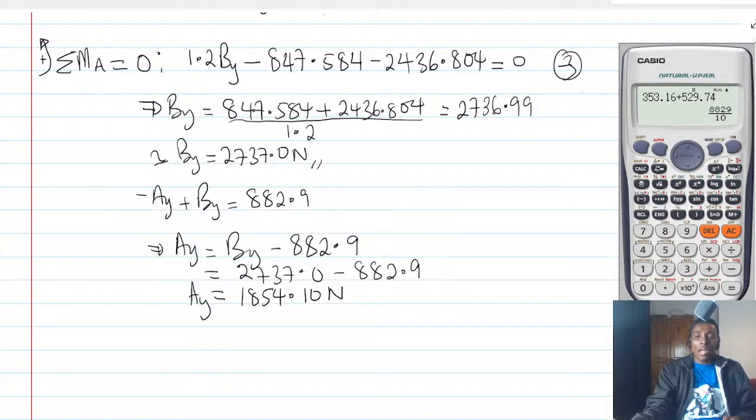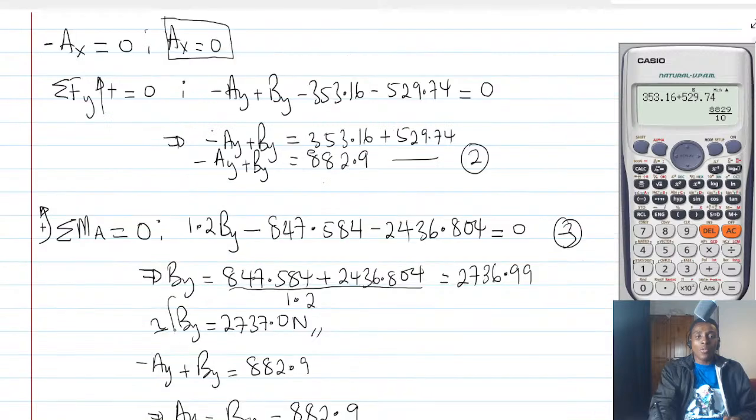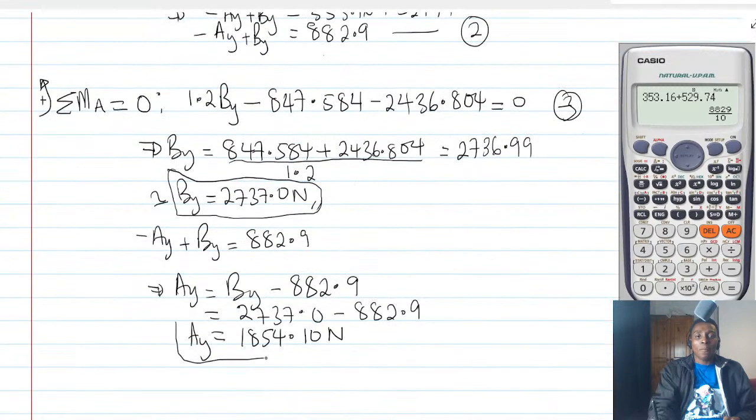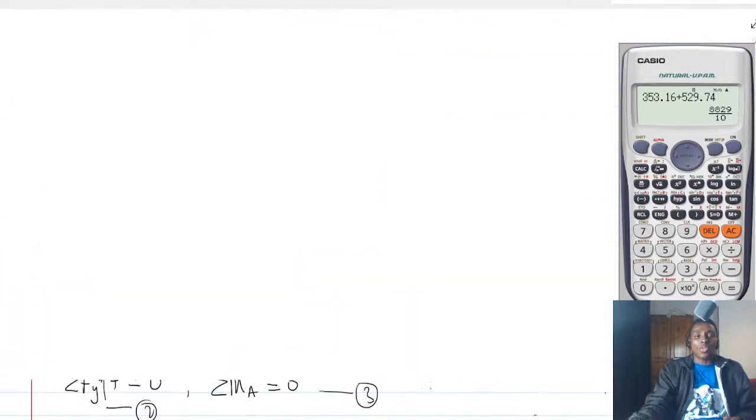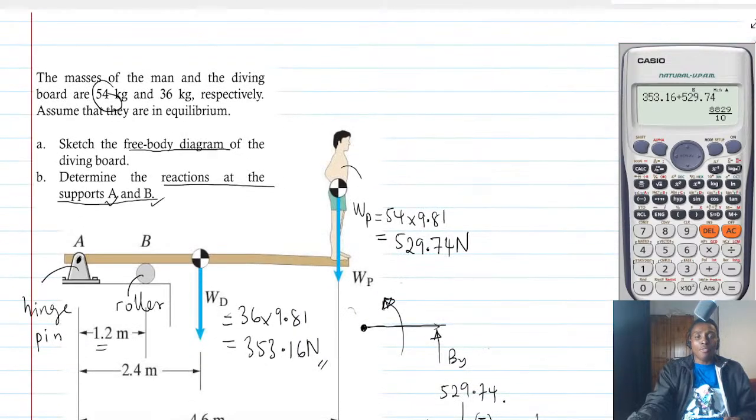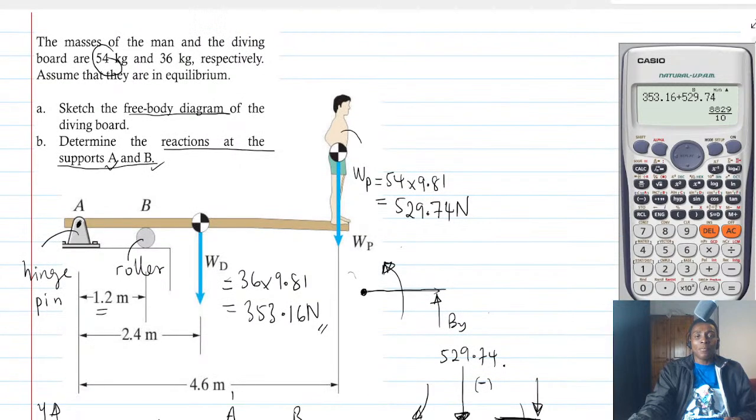AY. So now we have been able to solve for By, and then we have also been able to solve for AY. Okay. So now we know By and then we know AY. So this question has been solved. We were able to draw the free body diagram, and then we went ahead to solve for the unknowns. Alright. I hope the concept is clear. So now we are going to the next question.